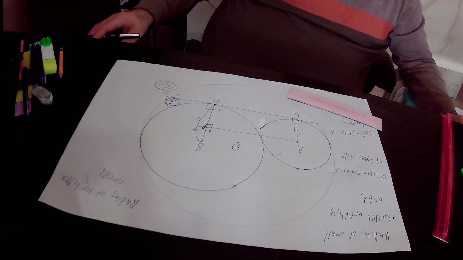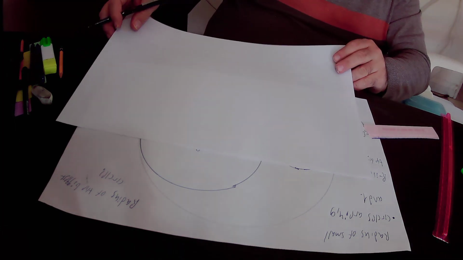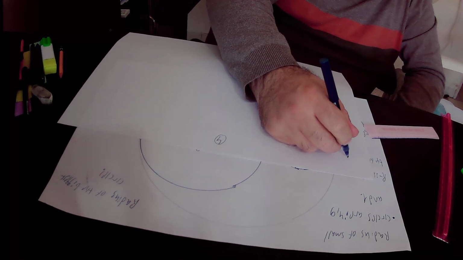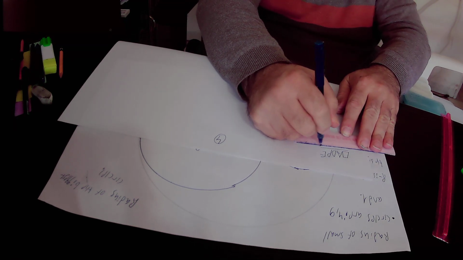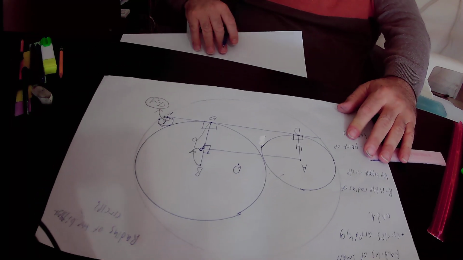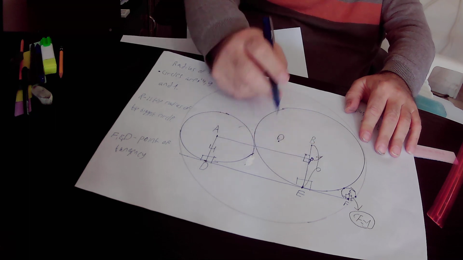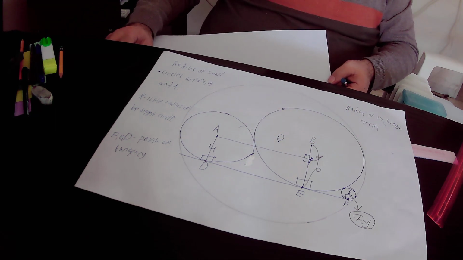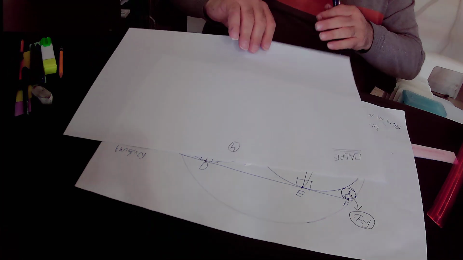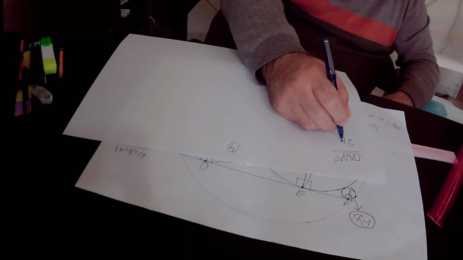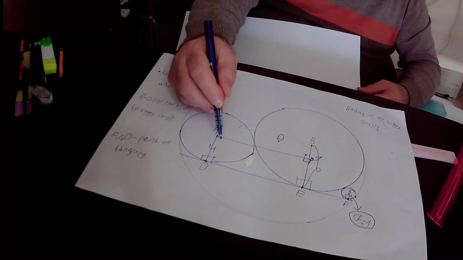In quadrilateral ADPE, we have here 3 right angles, 1, 2, 3, and the sum of 3 right angles is equal to 90 times 3, which is 270 degrees, plus the size of this angle, that is actually angle DAP.